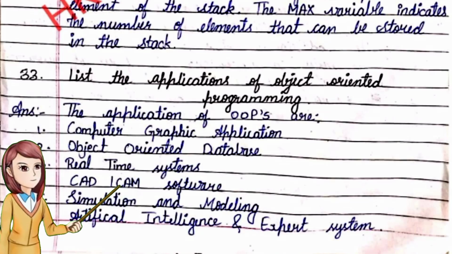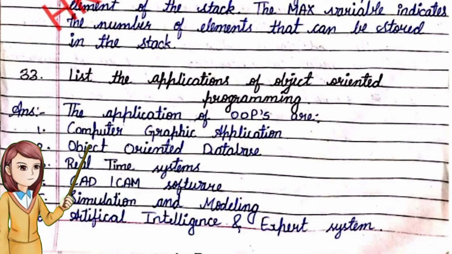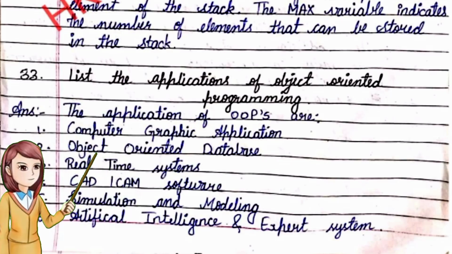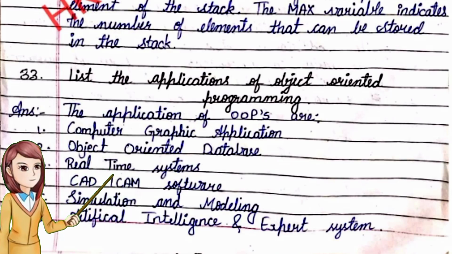33rd question. List the applications of object-oriented programming. The applications of object-oriented programming are: first, computer graphic applications; second, object-oriented database; third, real-time system; fourth, CAD/CAM software; fifth, simulation and modeling; sixth, artificial intelligence and expert system.